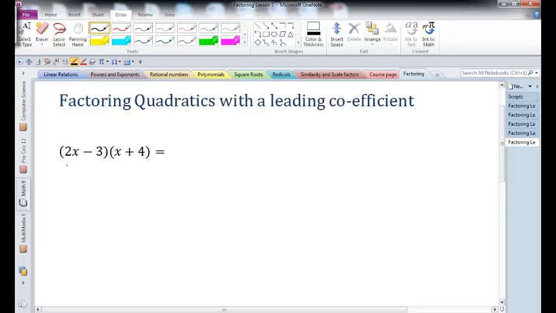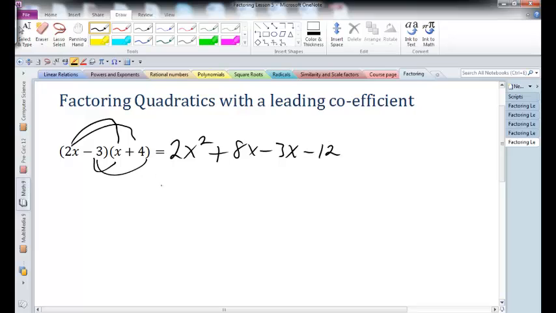If I use the distributive law, it would be 2x squared plus 8x minus 3x minus 12. If I collect like terms, that would be 2x squared plus 5x minus 12. Now it's very important that you understand where each of these terms came from, and then we'll be able to factor. We'll be able to do it backwards.